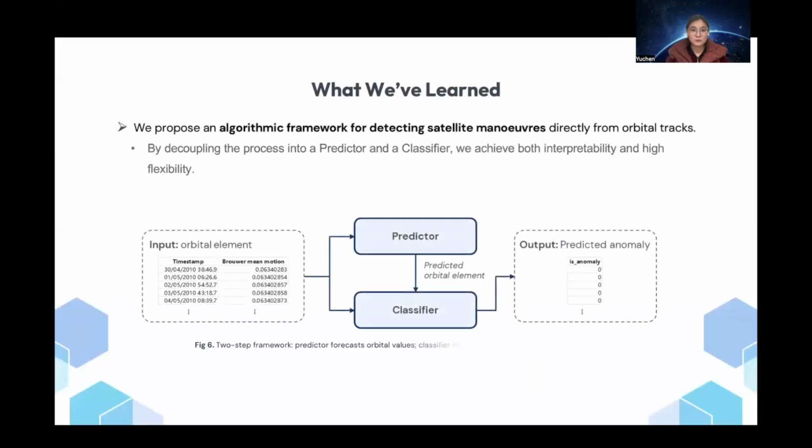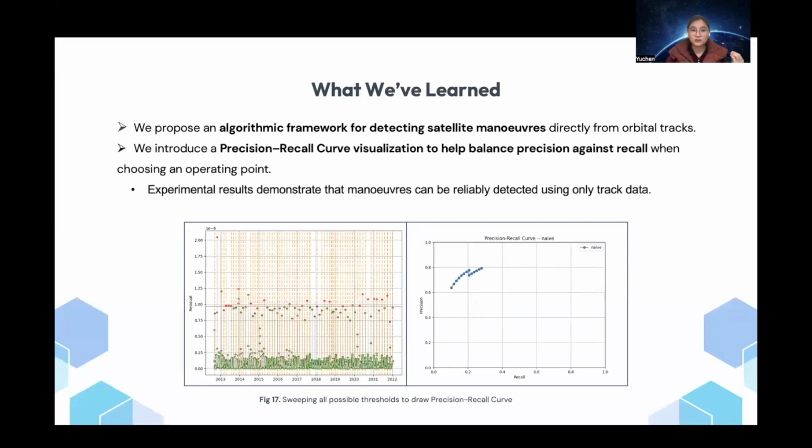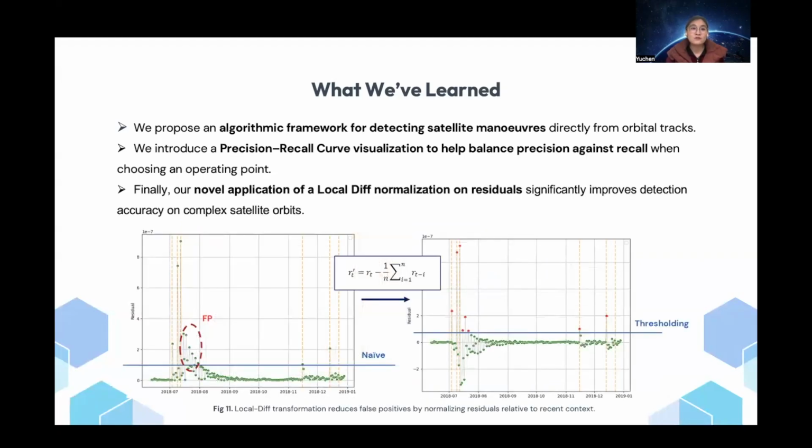To wrap up, let me briefly summarize what we've learned through this project. We designed a flexible and interpretable two-step framework that detects satellite maneuvers by first forecasting orbital values and then identifying anomalies based on residuals. Then we introduced precision recall visualization as a practical tool to guide threshold selection and evaluate the overall performance between different models. And critically, we applied a local difference transformation to residuals, which significantly improved detection performance on complex, non-stationary satellite orbits.